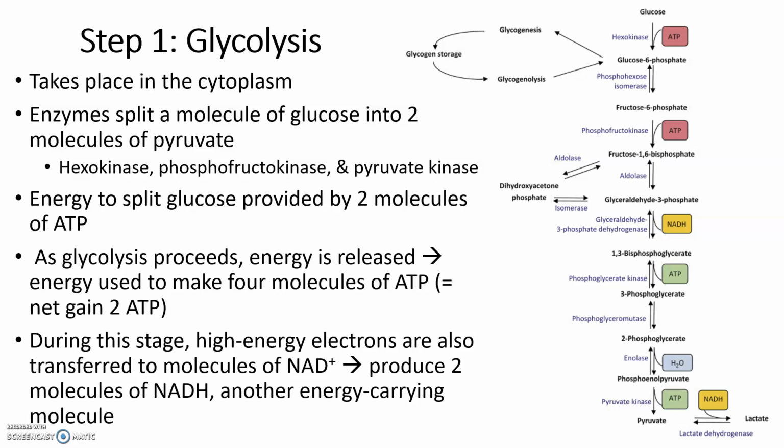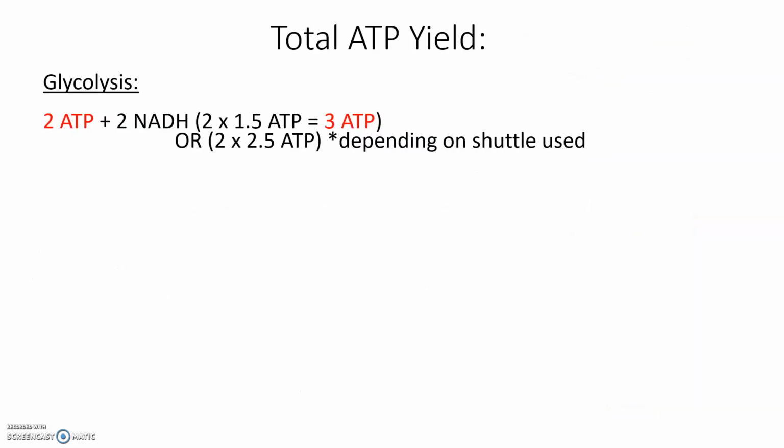And during this point, high energy electrons are also transferred to molecules of NAD+, which produce 2 molecules of NADH, another energy carrying molecule. So far we have those initial 2 ATP molecules, and then we have 2 molecules of NADH. At this point, those 2 molecules can each carry about 1.5 ATP, which is going to give us 3. So at this stage, it can be said that we have a total of 5 molecules of ATP so far.